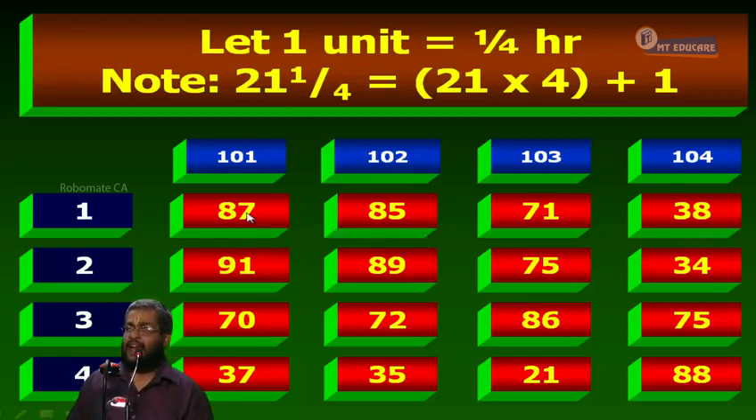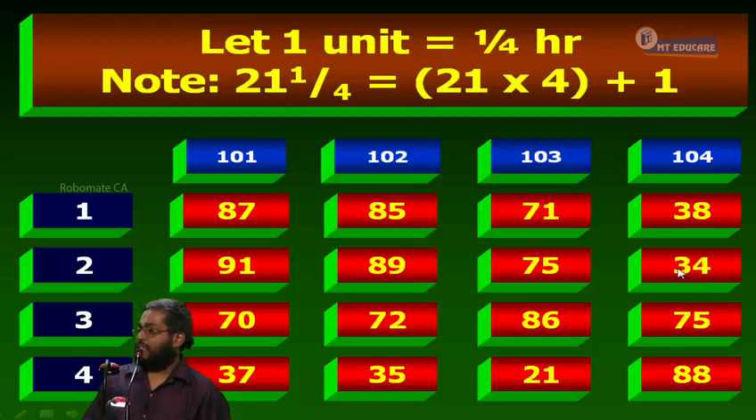87 minus 38. What is the number? 49. Right, you just write along with me. 87 minus 38, 49. Next number, 85 minus 38, 47. 71 minus 38, 33. 38 minus 38, 0. First row, have I finished writing or not?